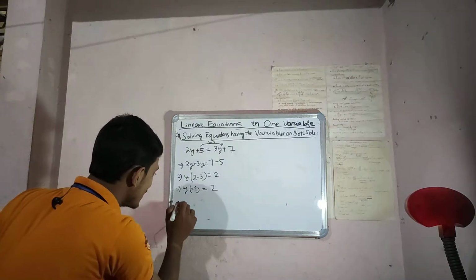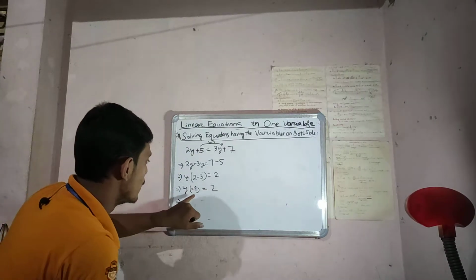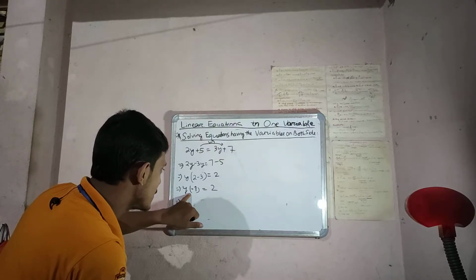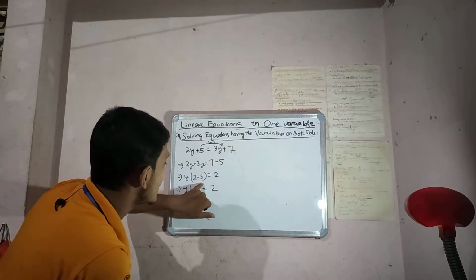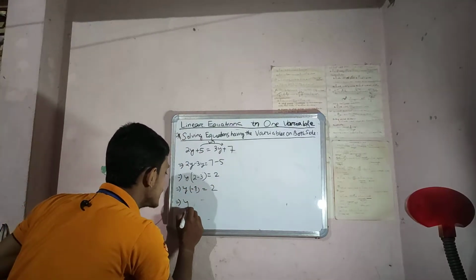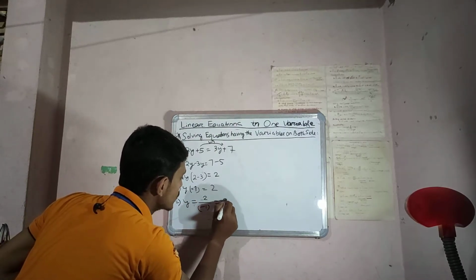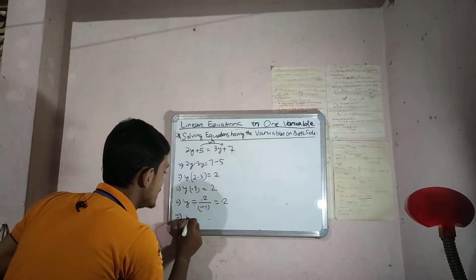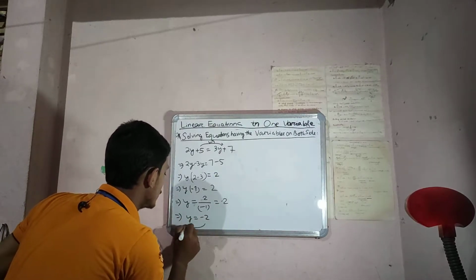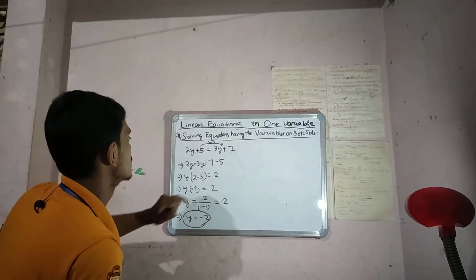Then what is the next step? −1 is multiplied with y, so when it changes the side, it is divided. That is y = 2 upon −1, that is also −2. So y = −2 for this equation.